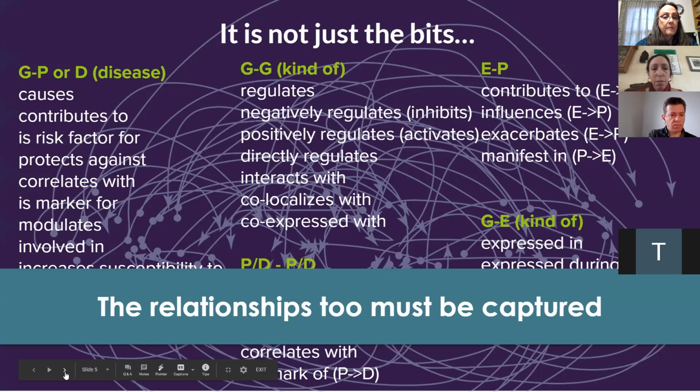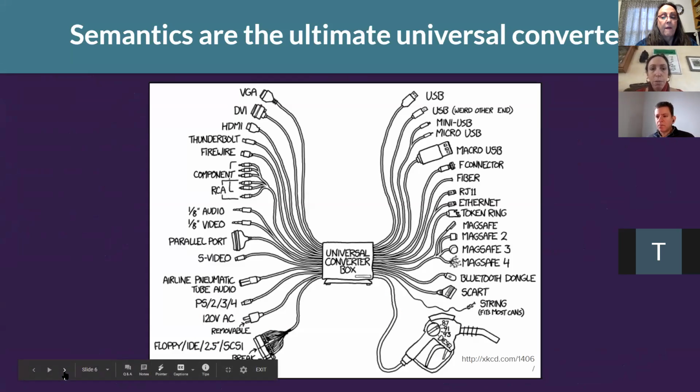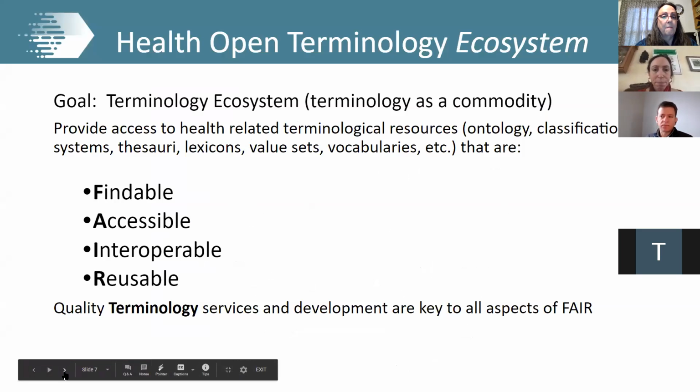So these are just some examples of the types of properties that we see in our terminological resources, that not every relationship between a gene and a disease is one of causality. There are many kinds of relationships that must be captured in a systematic way. Next slide. So of course, semantics are the ultimate universal converter, and that's why we're all here today, to try to figure out how we actually create systems that work in all those different diverse contexts that we might want to have interoperability. Next slide.